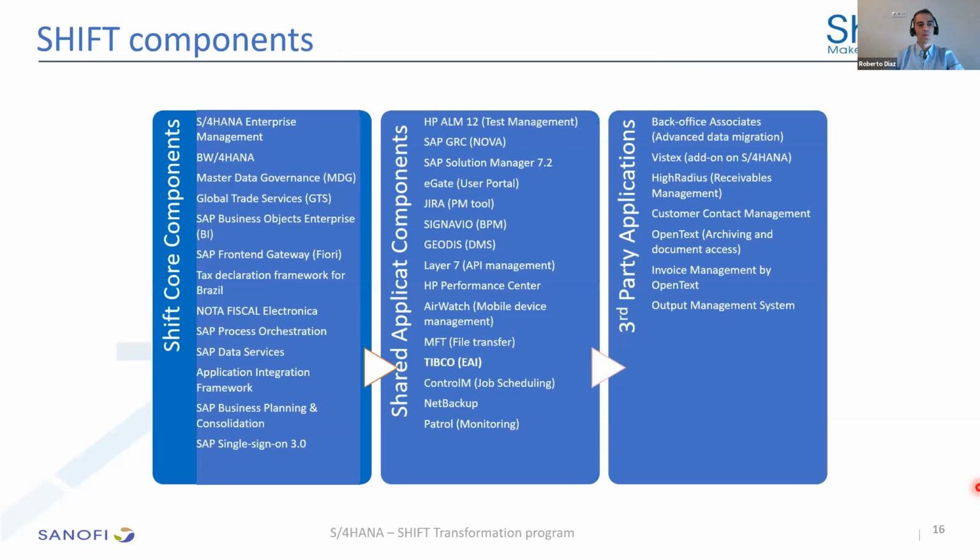The main SHIFT components are S/4HANA, BW, Master Data Governance, or MDG, Global Trade Services, GTS, BI, Fiori, and all of those are integrated with Nova. Nova is the Sanofi name that we gave to the SAP GRC implementation.